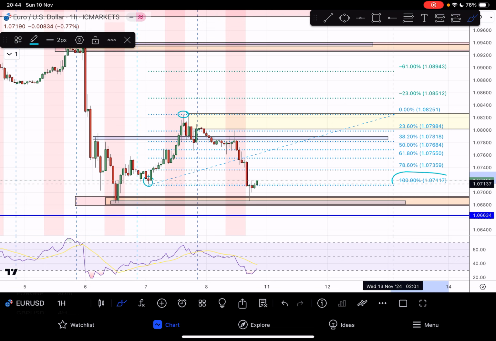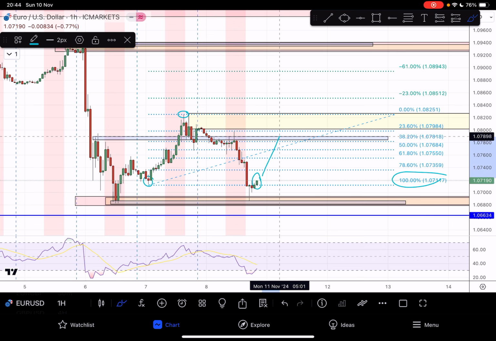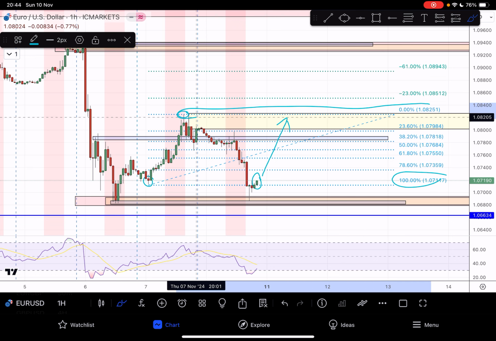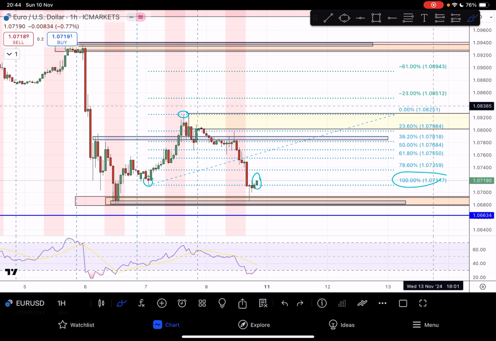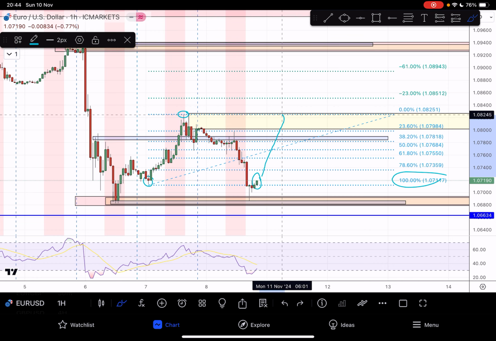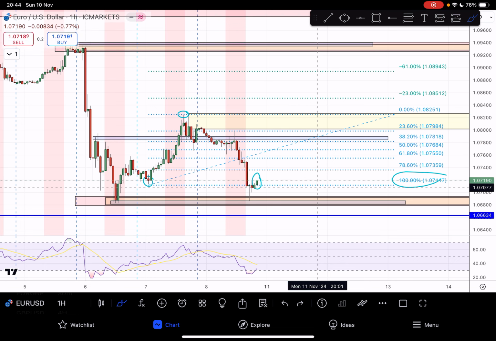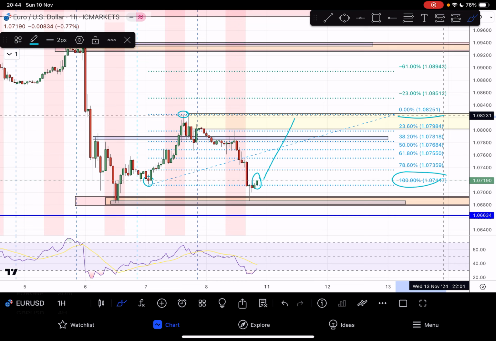Price has retraced all the way to 100%. If we're looking for a buy trade, this will be TP1. This region here where it says 0%. If price continues to be bullish on EURUSD, then it would go to this level here, which is a resistance. Obviously, there's a chance where it could reject it and go back down. But let's say it goes up to the 0%. It could breach it, make a higher low. We could buy again on this higher low.